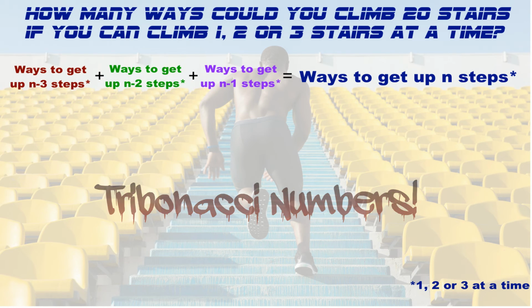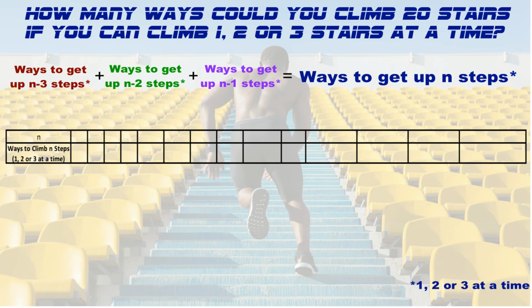Since we're summing the 3 previous terms, we need to calculate by hand the first 3 terms to kind of get the ball rolling. There's still just one way to get up 1 stair, and 2 ways, 1, 1, and 2 to get up 2 stairs. But to get up 3 stairs, we can go 1, 1, 1, 1, 2, 2, 1, or 3. So there's 4 ways to get up 3 stairs. We don't have to list out how many ways there are to get up 4 stairs because we can just add up the 3 previous terms in our sequence.